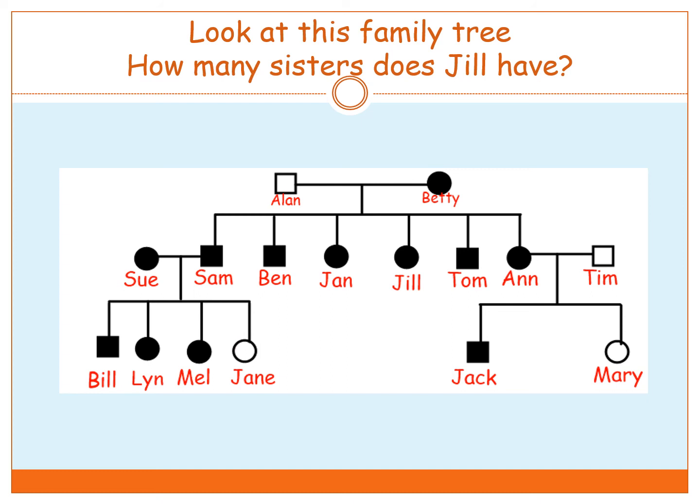So look at this family tree. How many sisters does Jill have? Pause the video and try to answer the question before I tell you the answer. So the answer would be to find Jill, first of all, and we need to look for sisters. So we know sisters and females are circles. So it would be 2 in this case.